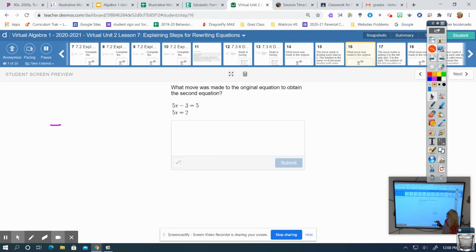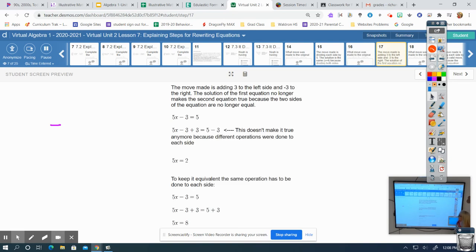The next one, we have 5x minus 3 equals 5. So you're combining like terms. Since it's minus 3, you would add 3 to both sides. And 5 would equal what? Ooh. But they didn't do that correctly, right? And so that's what you had to explain. I was reading that wrong.